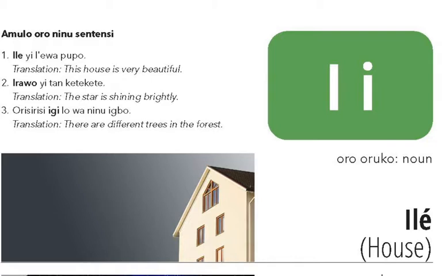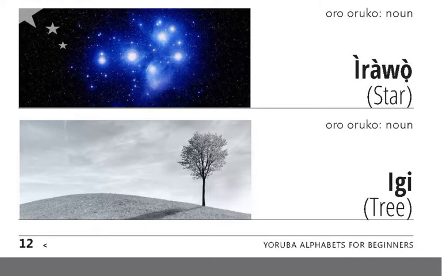Don't forget, I want to just keep on reminding you. E in English is A in Yoruba. Ili e ile. Another example: irawo. Iri e iri a. Now your A in English is A in Yoruba. Iri a wi o. Irawo.